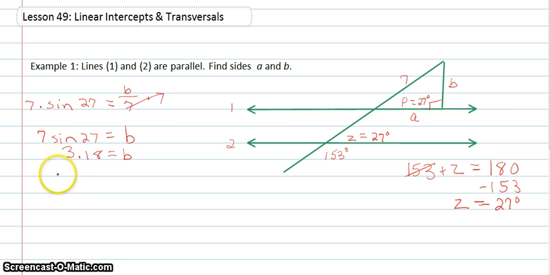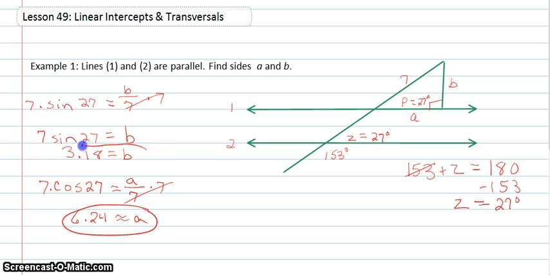Then to find A, I'm going to use cosine of 27, and that would be equal to A over 7, and I would multiply both sides by 7. And then on our calculator, we would just do 7 times the cosine of 27, which is 6.24, rounding to the second digit, and that will equal A. And A and B are the only things we were asked to find.